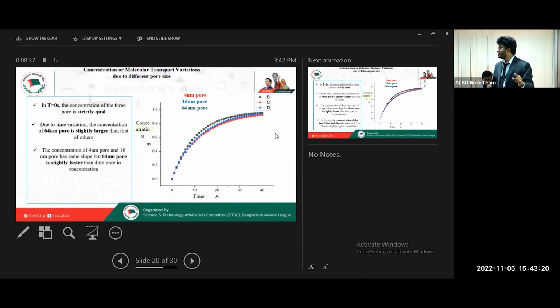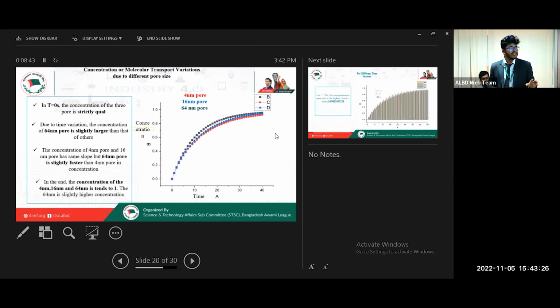It is about 0.001 mole per meter cube exchange or so. The concentrations of the 4 nanometer, 16 nanometer, and 64 nanometer pores are in phase to 1, which is on the right of the graph. And the concentration of the 64 nanometer pore is slightly higher than the other two.